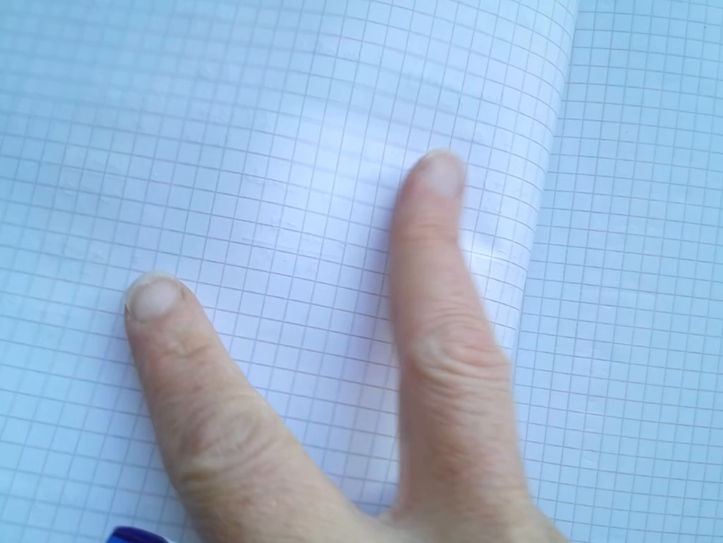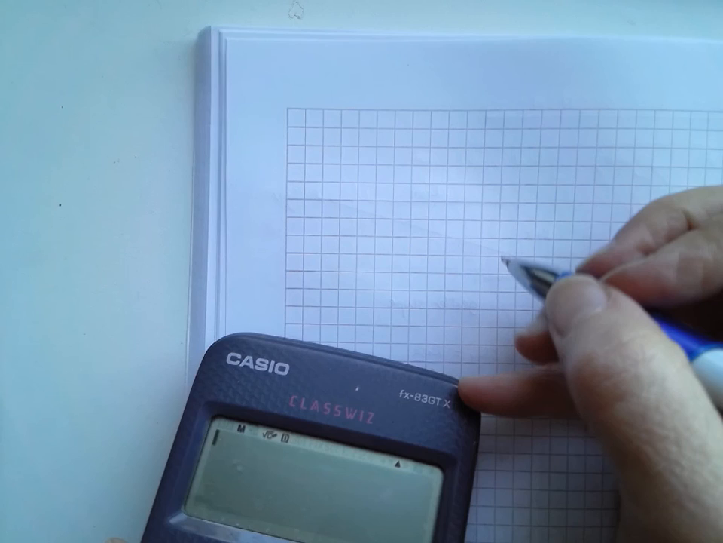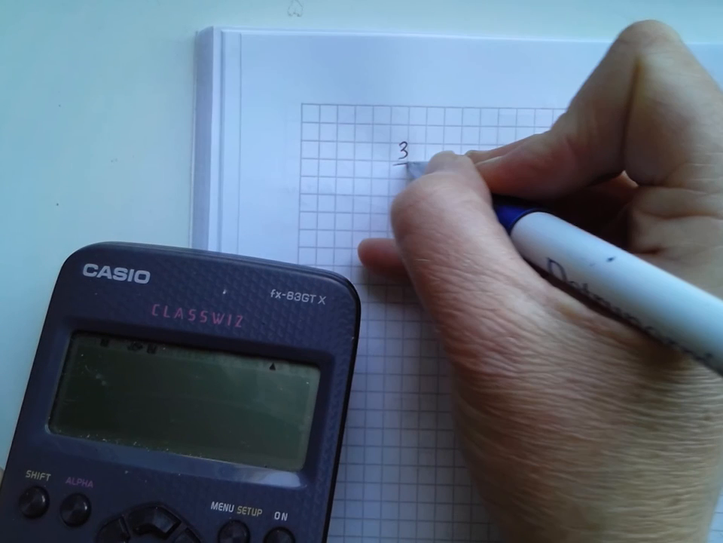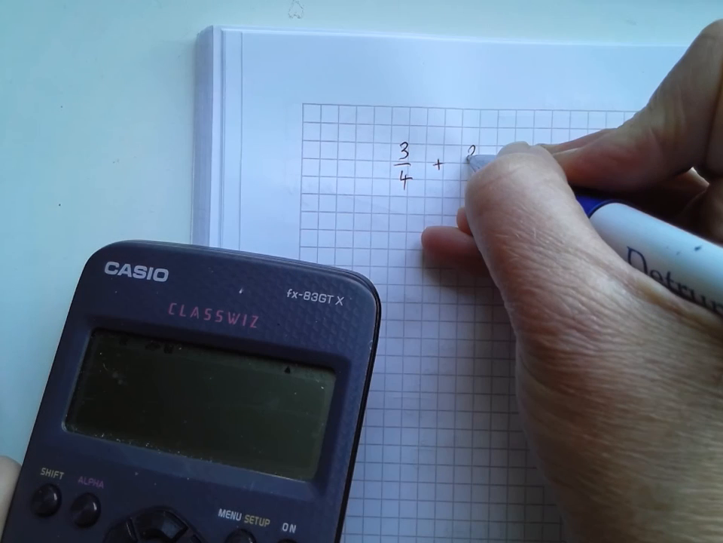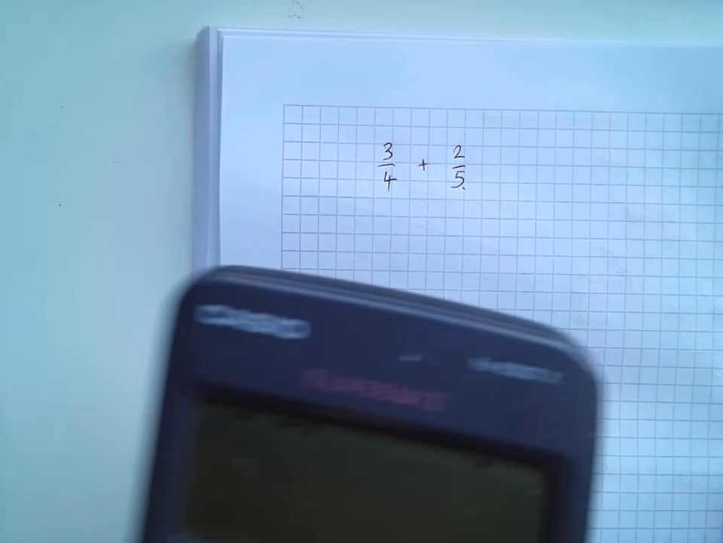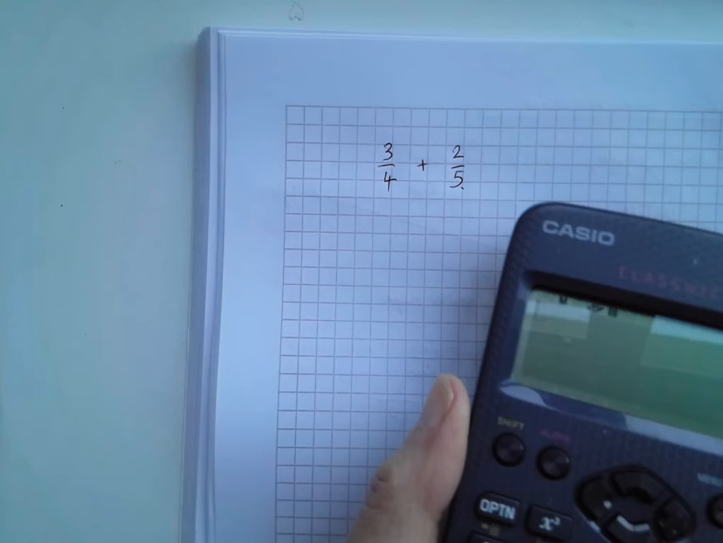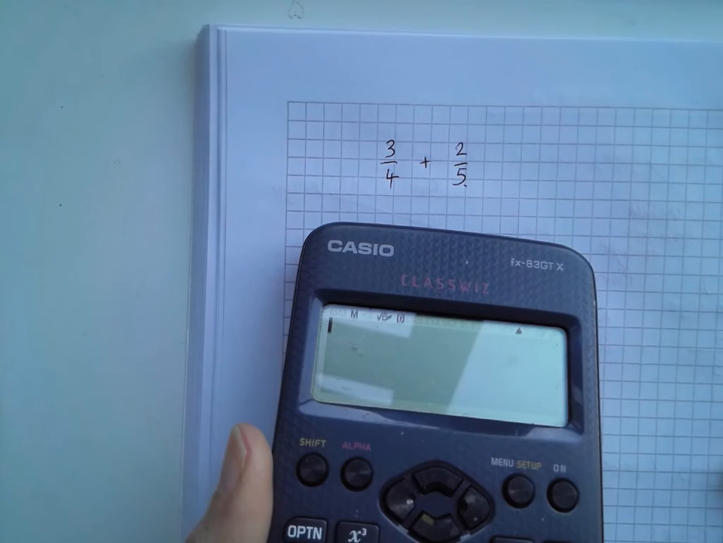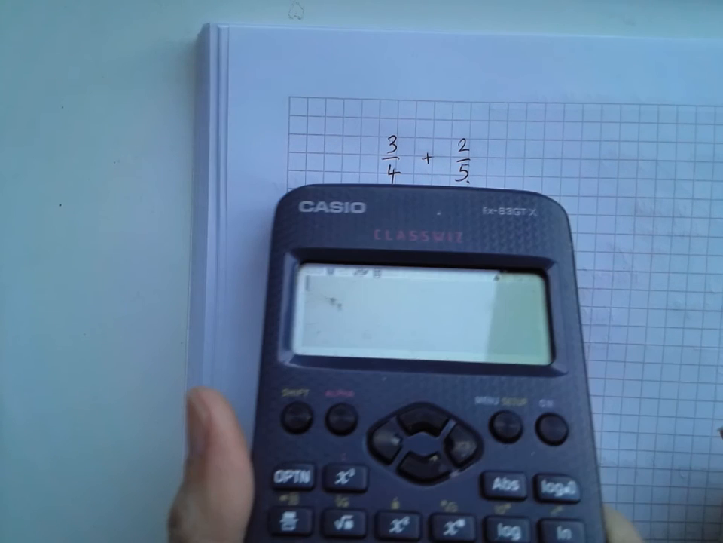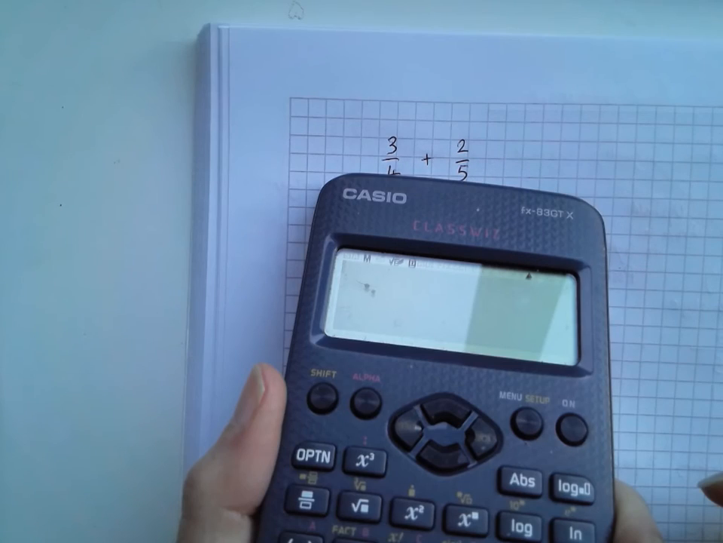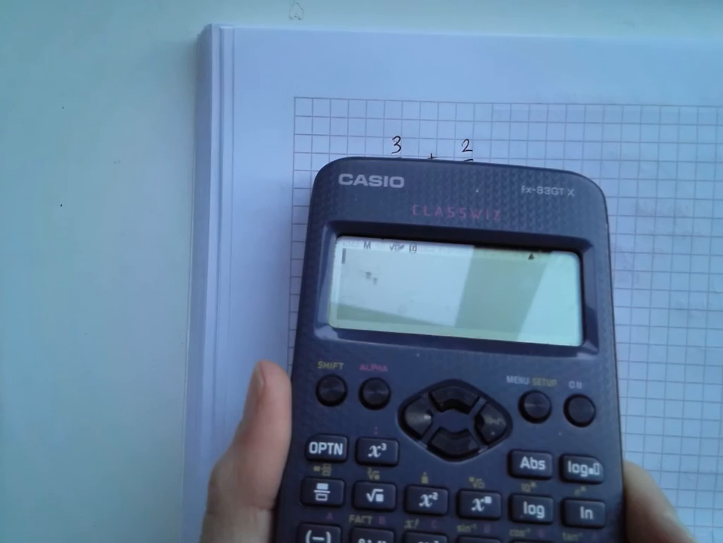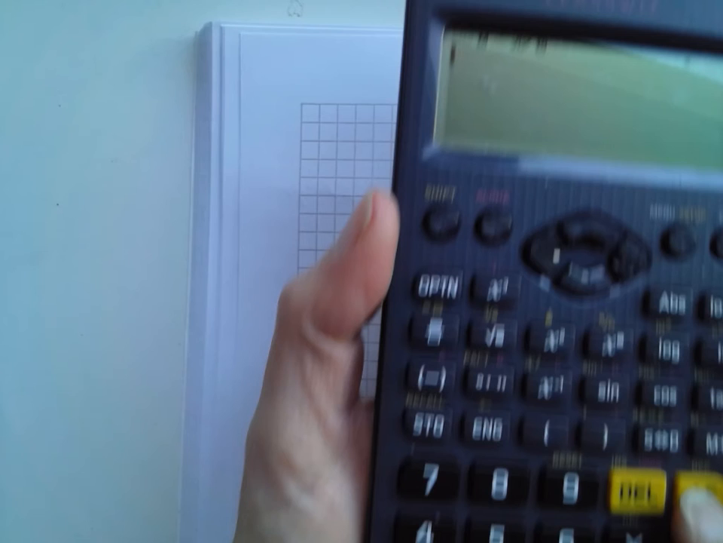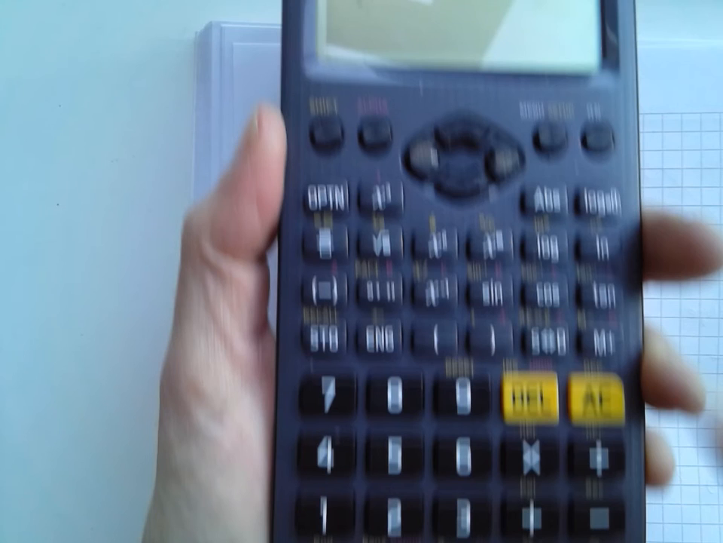So let's see whether you can do this question. If we have 3/4 plus 2/5, and you wanted to do that on your calculator. Now, ideally you'd be doing that in your head and on paper, but for now we're going to assume that you're going to use your calculator for work in the exam. So you have your calculator. Make sure it's clear by pressing AC. Okay, let's get this a bit higher so you can see the whole calculator.